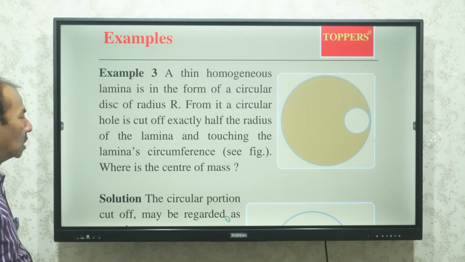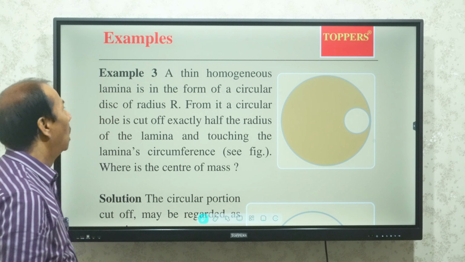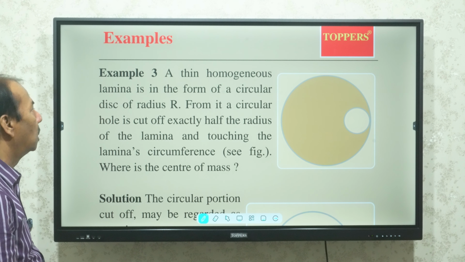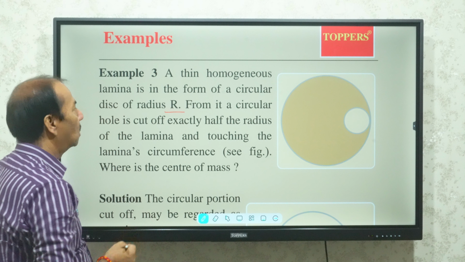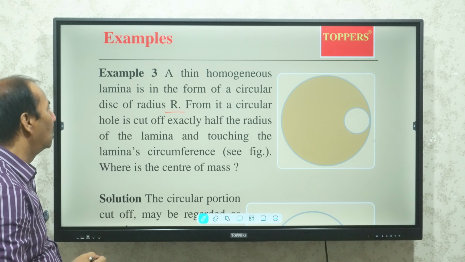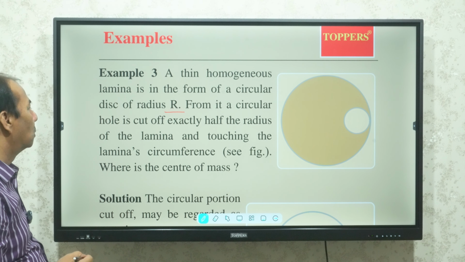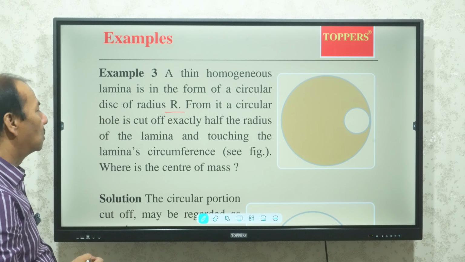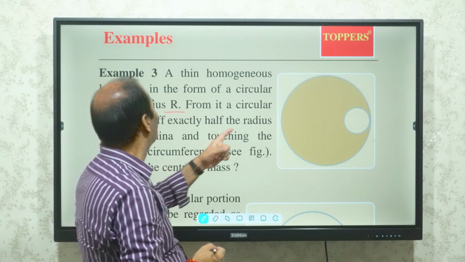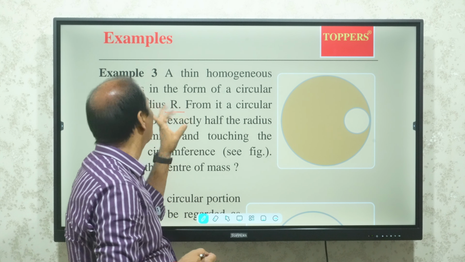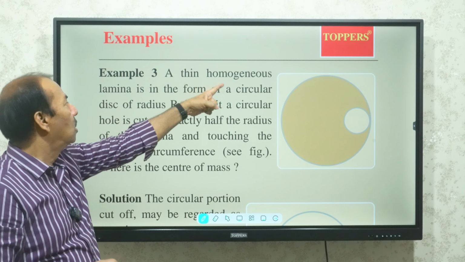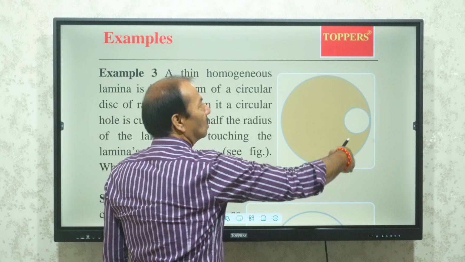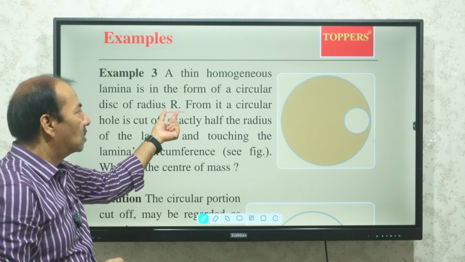So in this you can consider here a thin homogeneous lamina in the form of a circular disc of radius capital R. From it a circular hole is cut off exactly half the radius of the lamina and touching the lamina circumference. Where is the center of mass? So we have this lamina, a thin homogeneous lamina in the form of a circular disc. The nature of this is circular, radius is capital R.